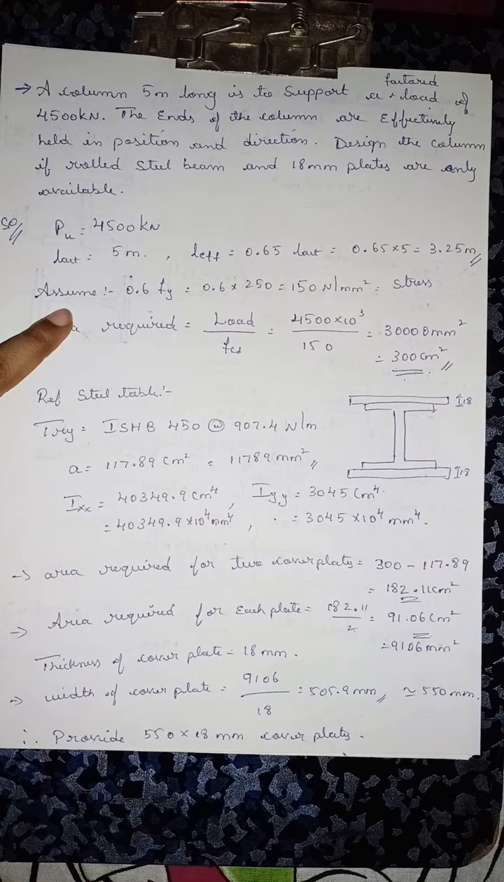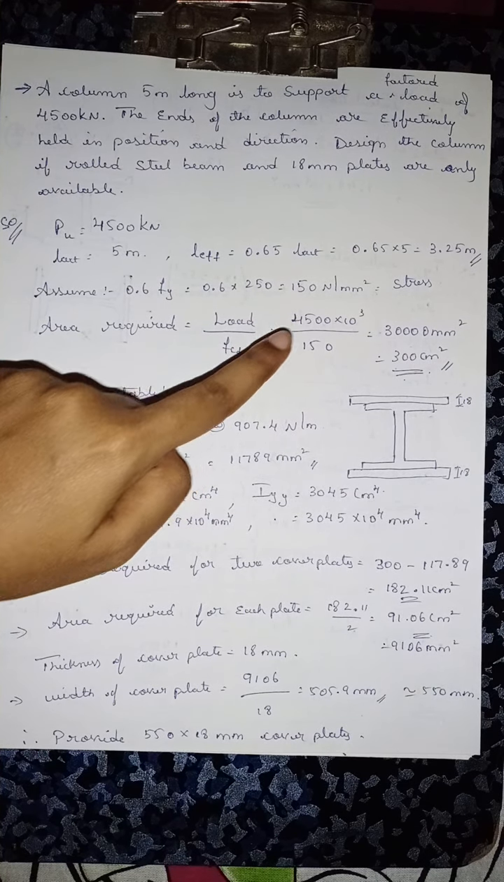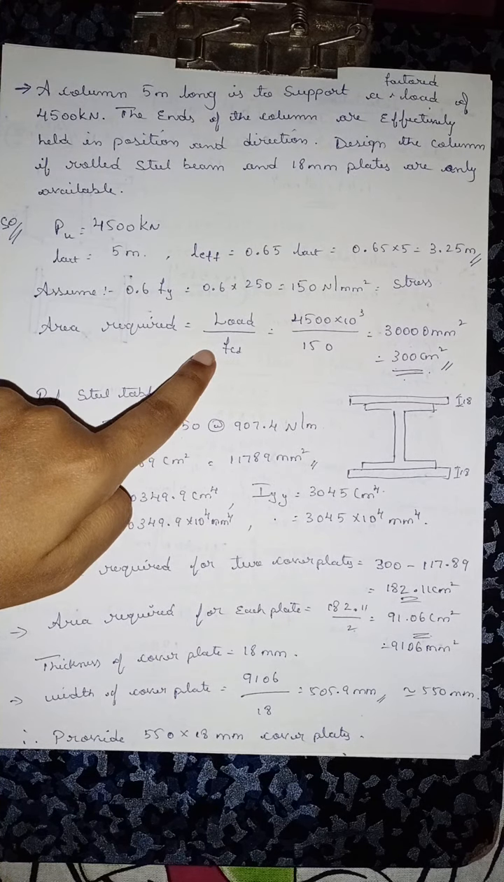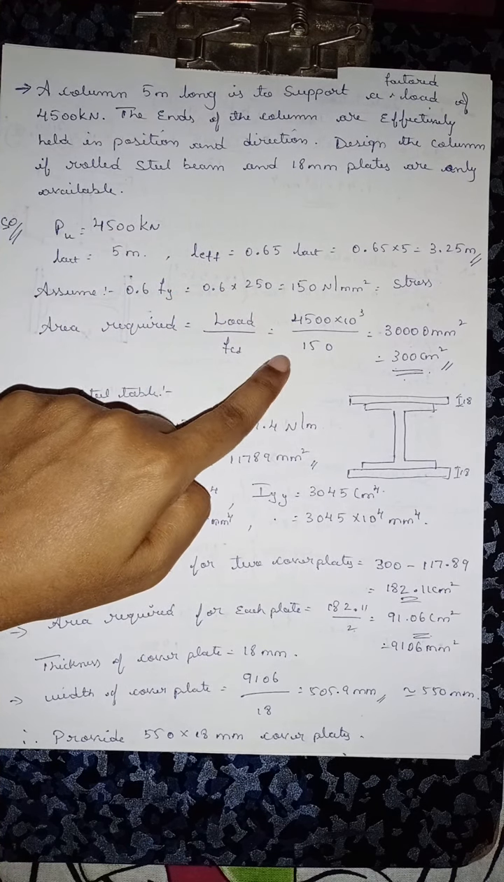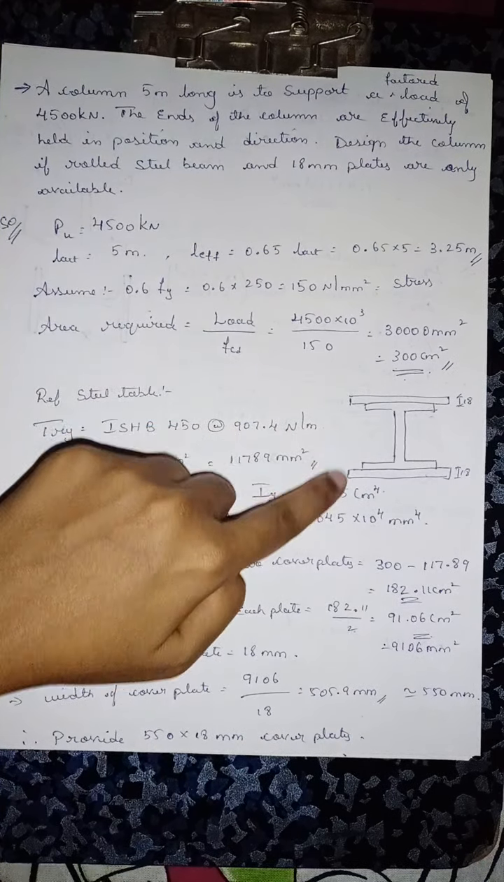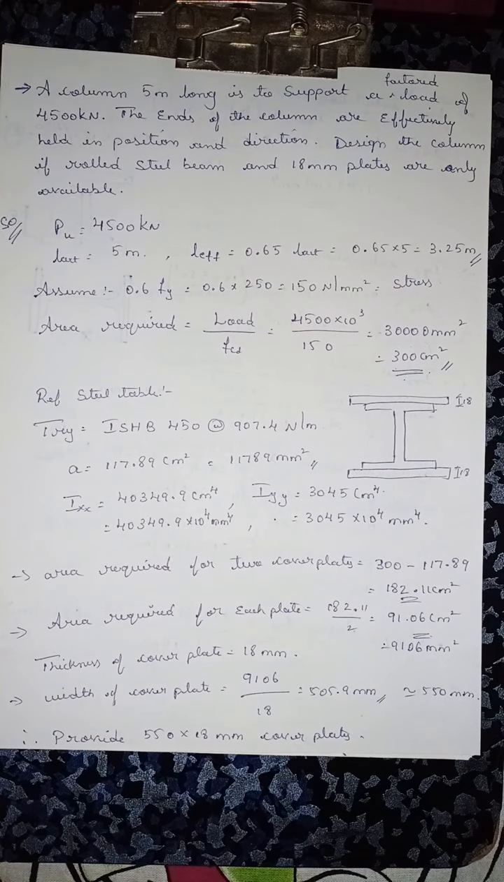Now we'll have to assume the FCD value. You can assume 0.4, 0.5, 0.6. I have assumed 0.6 into 250, so that will be 150 Newton per mm square FCD value. Now load divided by FCD will give you the area required. So whatever the load they have given divided by FCD, that will be 300 centimeter square. Now whatever the area we have got, it is the required area for the complete built up section, that means the I section including the plates over here. Got it? So totally we should get it as 300 centimeter square.